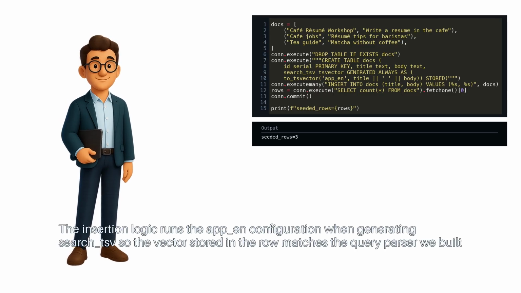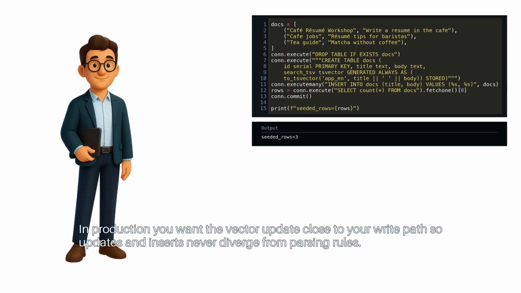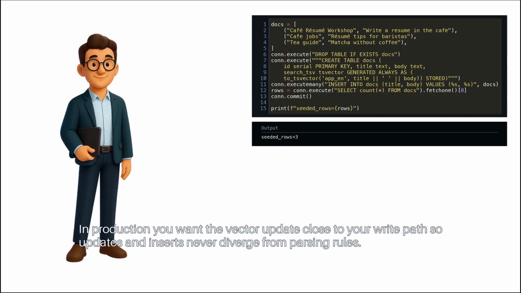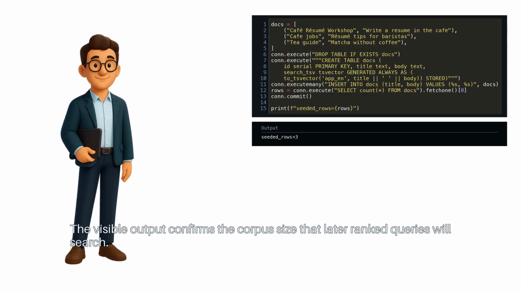The insertion logic runs the app.en configuration when generating search_tsv, so the vector stored in the row matches the query parser we built earlier. In production, you want the vector update close to your write path, so updates and inserts never diverge from parsing rules. The visible output confirms the corpus size that later ranked queries will search.